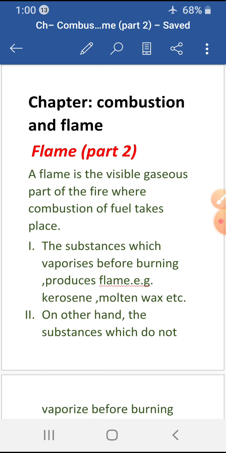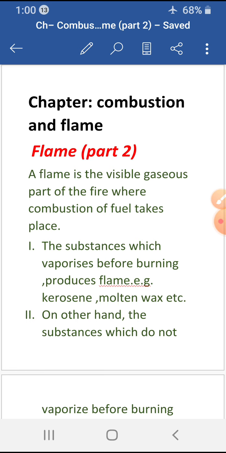The substances which vaporize before burning produce flame. For example, kerosene. It is liquid in state, but whenever it burns, first it converts into its gaseous state, and then the vapors burn, and being light, they rise up along with the burning, producing the flame.